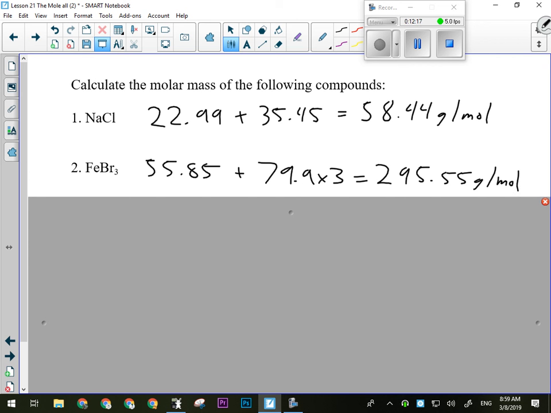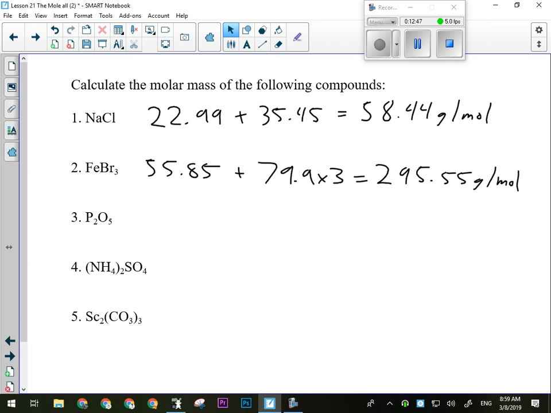Okay, how important are units? Very. If we don't put units on an answer, it's wrong. Because then I don't know whether you said it was 295.55 grams per mole, 295.55 meters, old ladies with walkers, I don't know. You have to tell me what it is you measured by putting units on there. Very common mistake to forget units. All right, I want you guys to try the rest of these, and then we'll go over them in a minute.